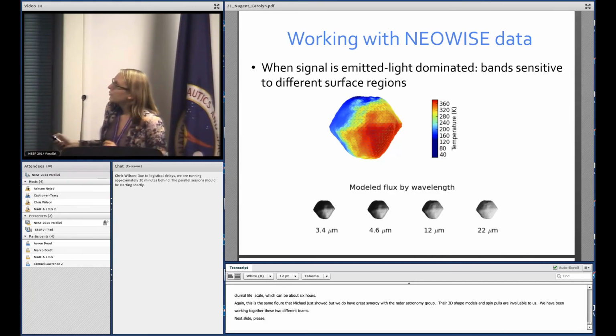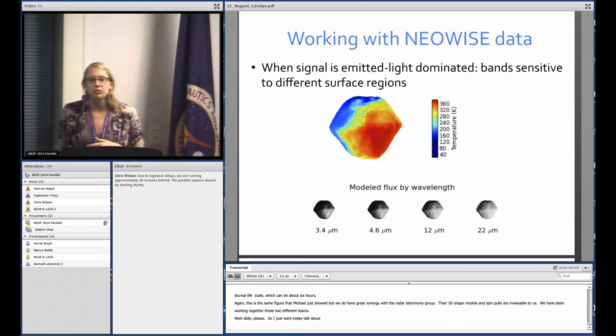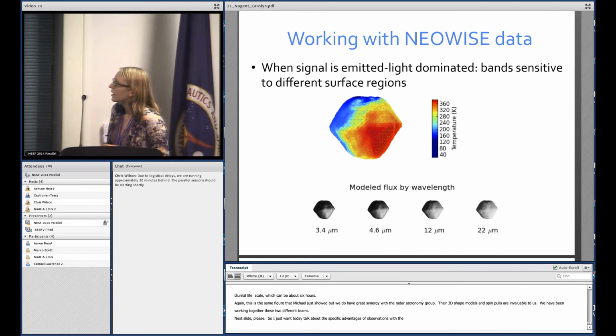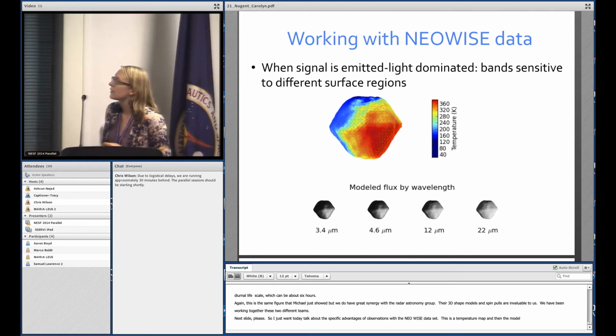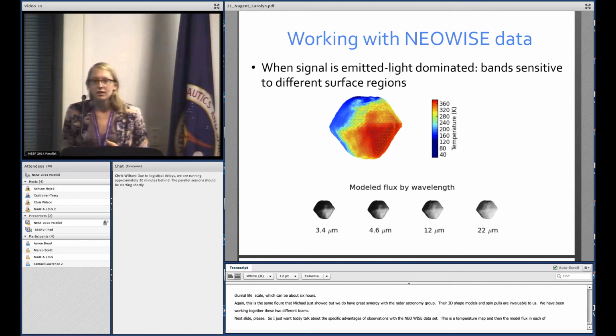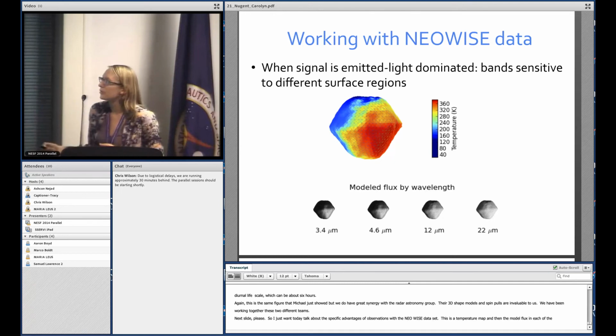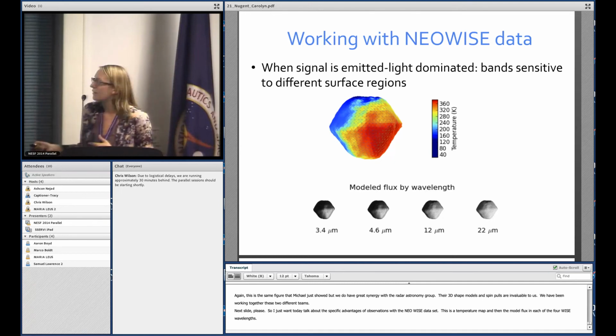So I just want to talk a little bit about the specific advantages of observations with the Neowise data set. And this is one example here. This is EV5 again, temperature map, and then the modeled flux in each of the 4 WISE wavelengths. And the really interesting, unique capability about Neowise is that for objects like this that are close to the sun and have all 4 bands thermally dominated, you have bands sensitive to different surface regions.